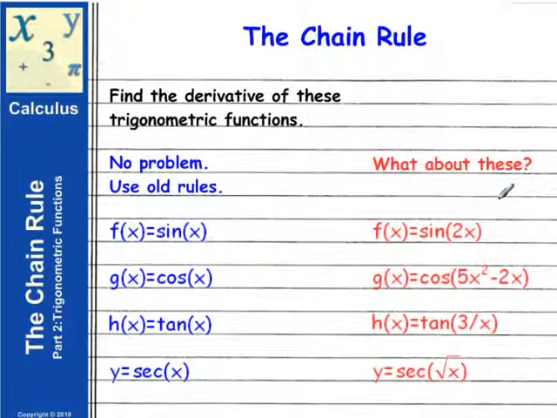But what about these functions? You see that no longer is our argument simply x. Here we've replaced the argument with 2x. Of course, here 5x squared minus 2x. Here 3 divided by x, and here the square root of x. So no longer is it just the sine of x, or just the cosine of x, or just the tangent of x. Finding the derivatives of these functions is a different issue altogether.